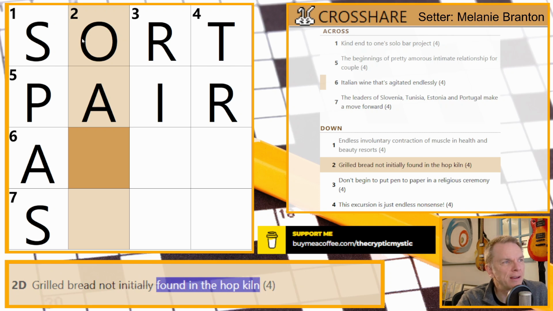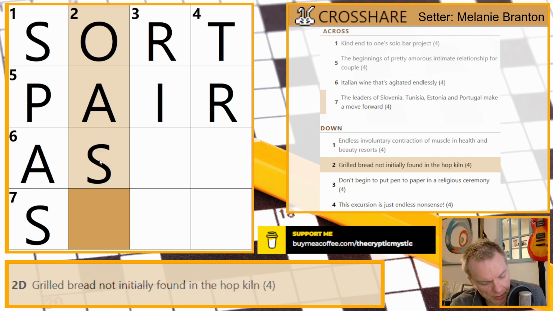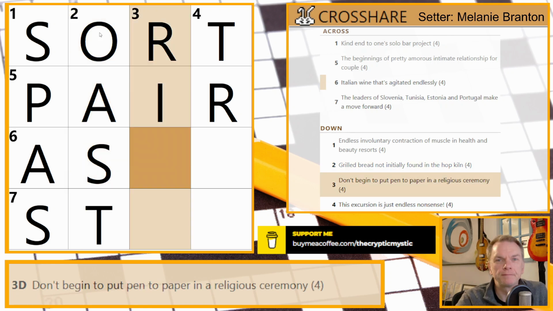So when we're making a beer or whatever, I suppose you roast the hops, don't you? And you end up with toast minus the T, which is what happened. Grilled bread is toast. Take off the T, and we end up with oast. See that?